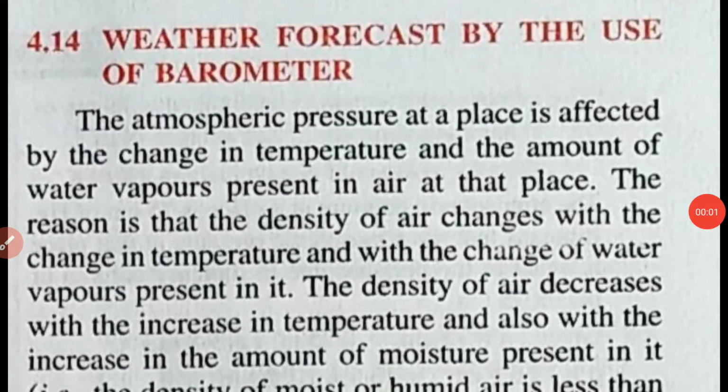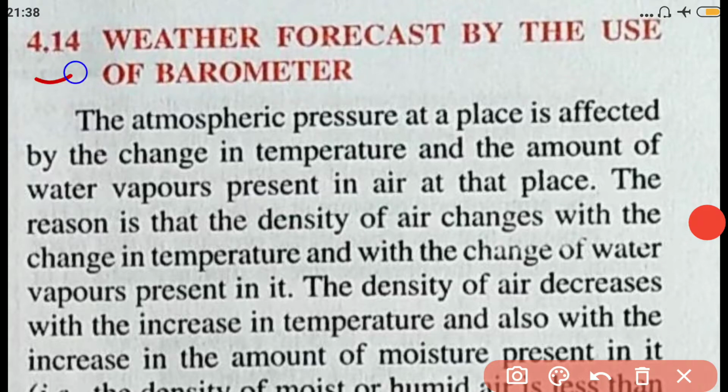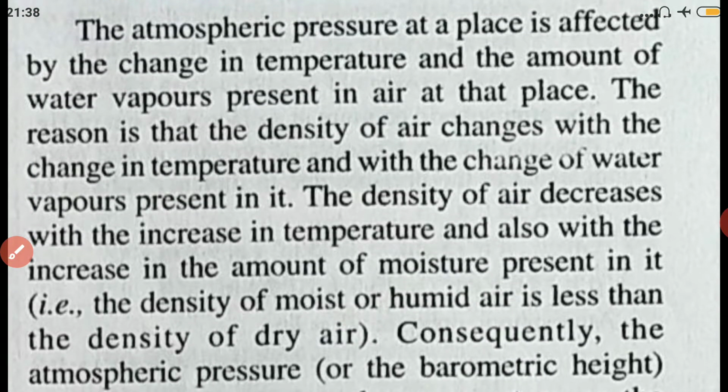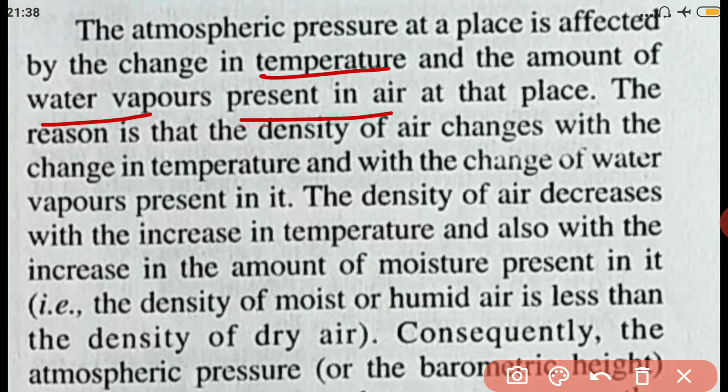This video is for class 9 physics, and today we are discussing the weather forecast by the use of a barometer. The atmospheric pressure at a place is affected by the change in temperature and the amount of water vapor present in air at that place. So these two factors, temperature and the water vapor present in air, decide the density of the air.